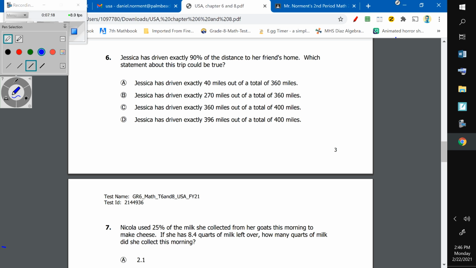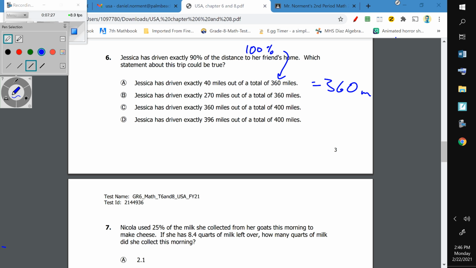And remember, 100% of something is everything. So 100% of 360 miles is 360 miles. And what that means is 90% is going to be just a little bit less than 360 miles. Okay? I said that wrong. I apologize. I think I even did that wrong yesterday on the video. So, the trip is either this many miles or it's this many miles.